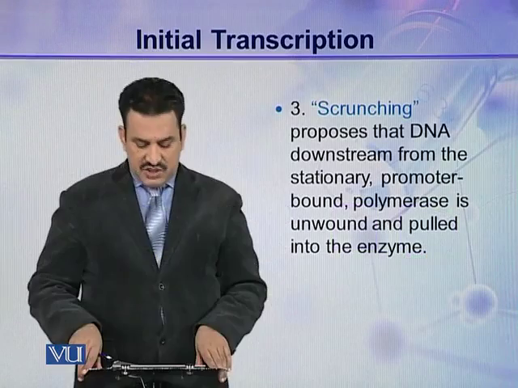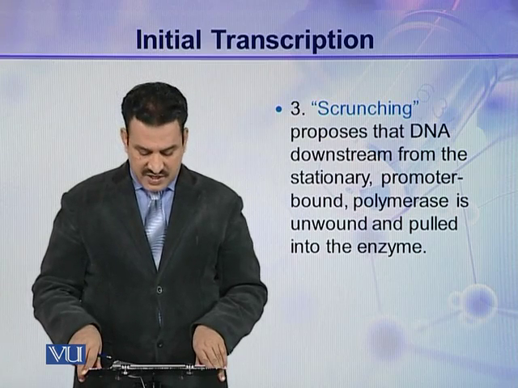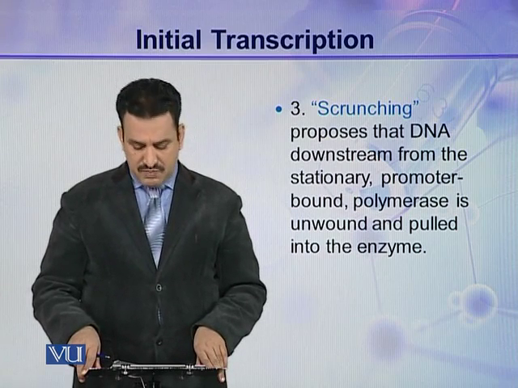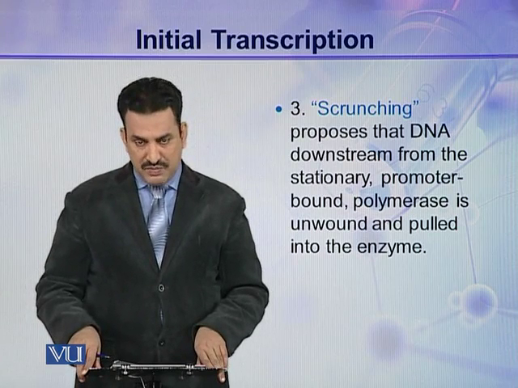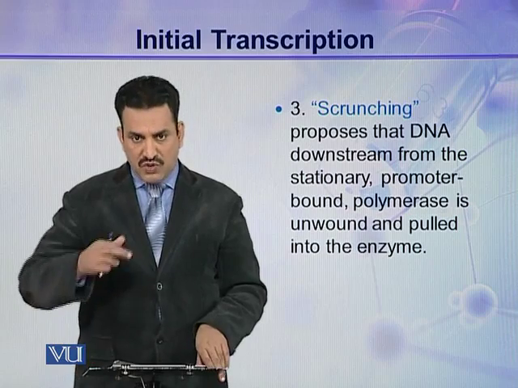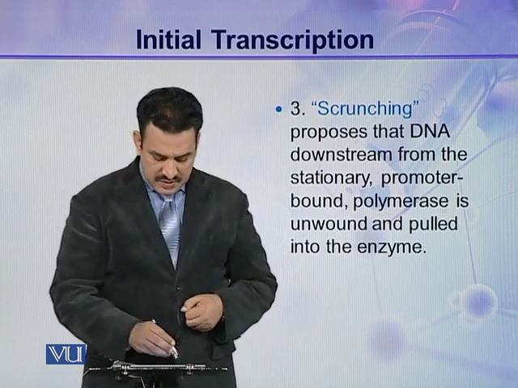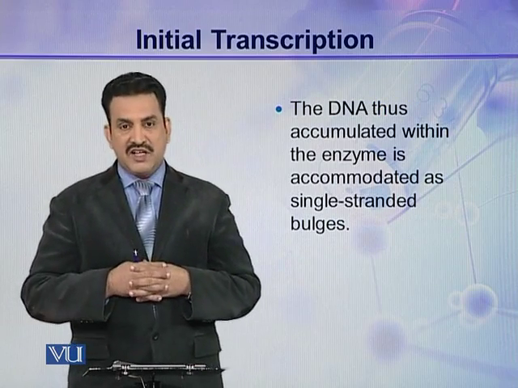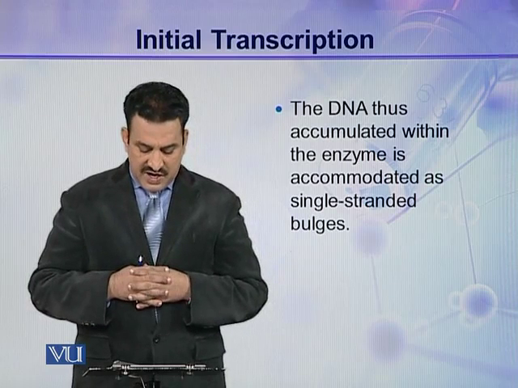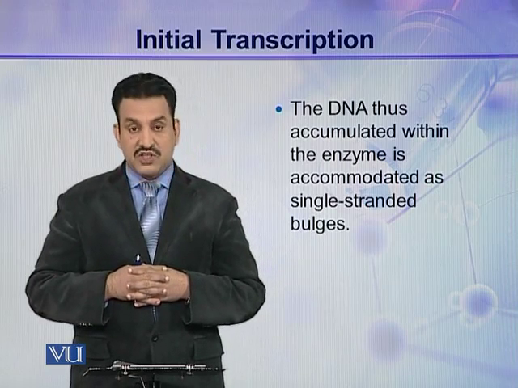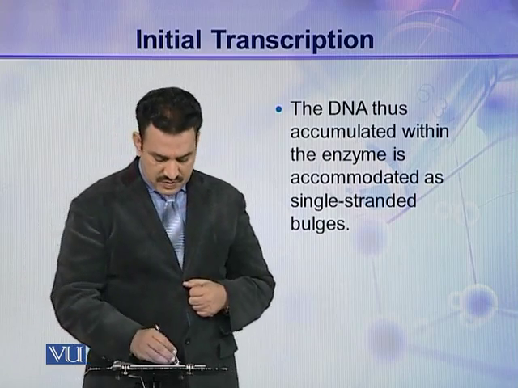The third model is the scrunching model, and it proposes that DNA downstream from the stationary promoter-bound polymerase is unwound and pulled into the enzyme. The DNA thus accumulated within the enzyme structure is accommodated as single-stranded bulges inside the enzyme structure.